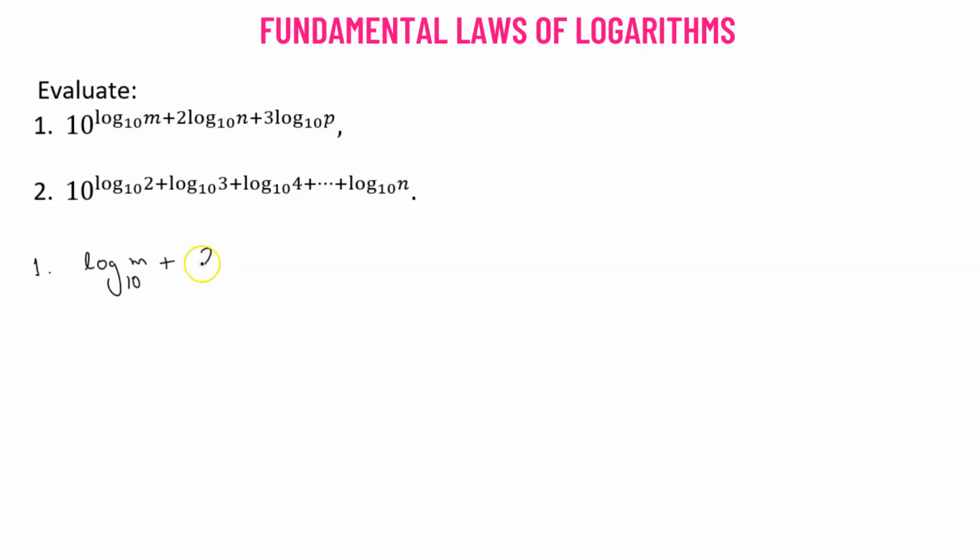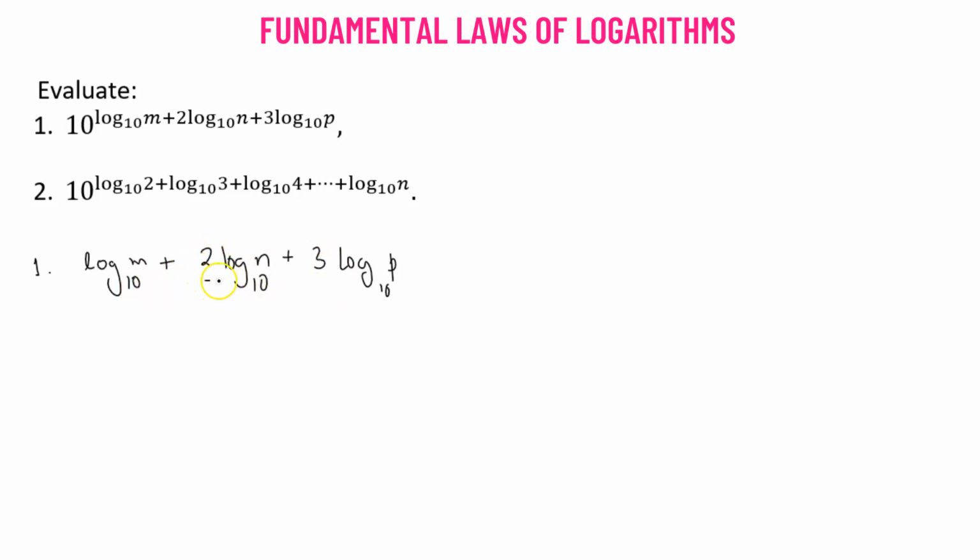This is added to 2 times log of n with a base of 10 plus 3 times log of p with a base of 10. Now we want to add these 3 logarithms, but we cannot do that because if we look at the second term and the third term, here we have a coefficient of 2 and 3. In order to add the 3 logarithms, the coefficient should be 1. However, this is not a big issue.